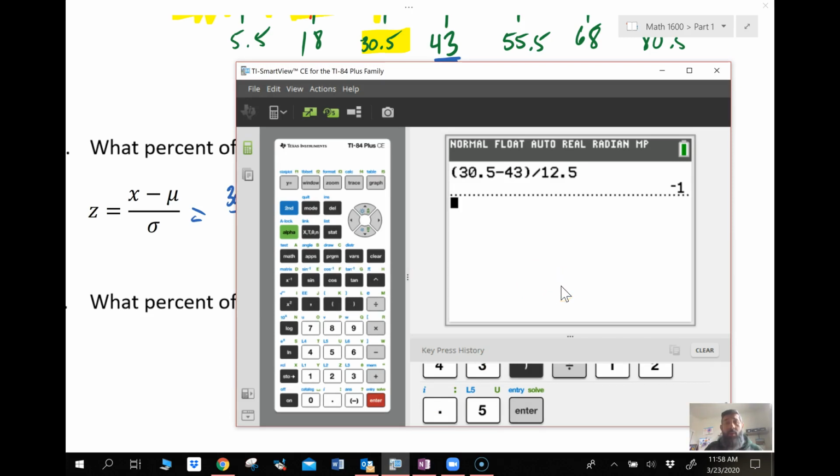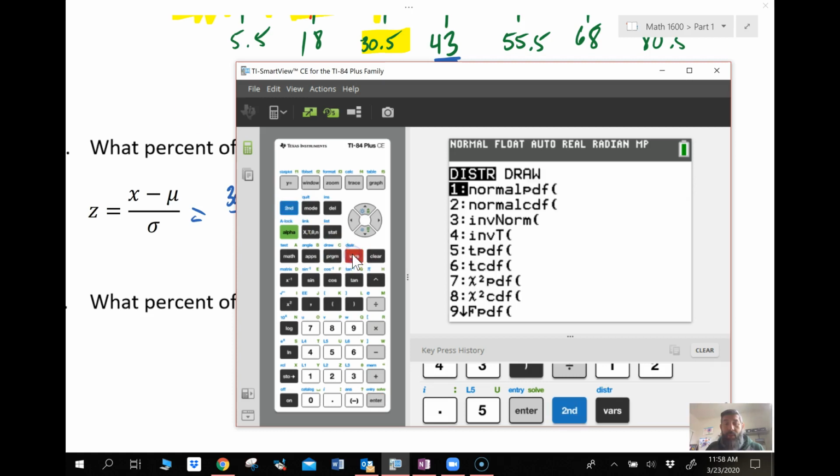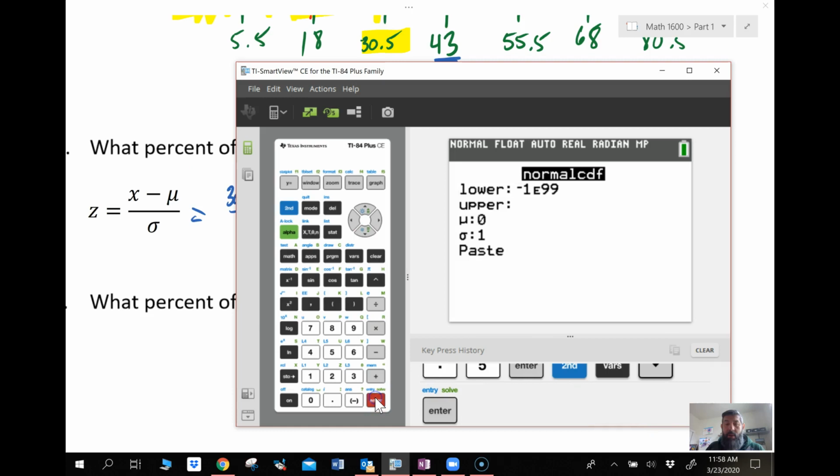The function that you want to use is called normal CDF. In order to find this function, you're going to go to second vars, which is distributions. Okay, that's my probability distributions. It's going to take you to all these probability distributions. I would like to use a normal distribution, so normal CDF. Enter. And now if you have updated software, this should be how it looks.